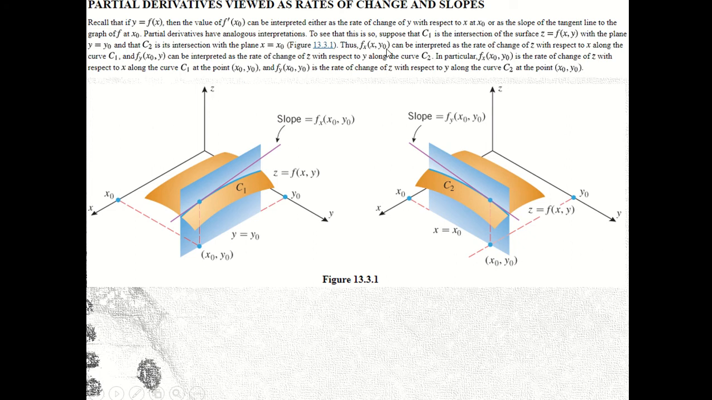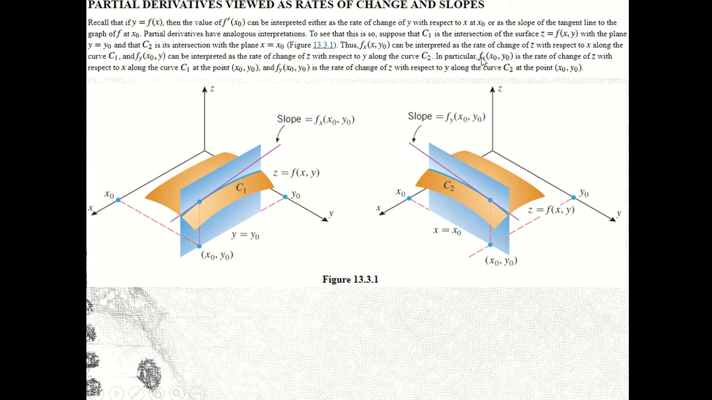Thus, the partial derivative of the function with respect to x at the point with coordinates x sub 0 and y sub 0 can be interpreted as the rate of change of z with respect to x along the curve C1. So this is our curve C1. And f sub y, the partial derivative with respect to y, can be interpreted as the rate of change of z with respect to y along the curve C2. So this is our curve C2, the orange color.